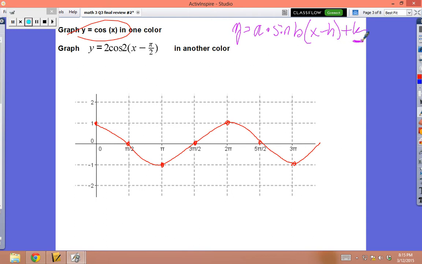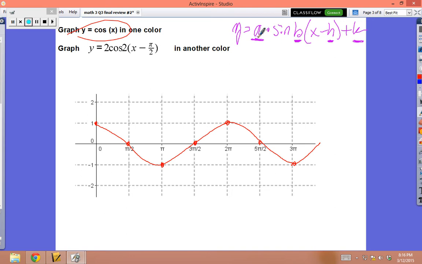K, if you add or subtract at the very end outside of all the parentheses, that's going to translate it vertically, so that's going to move it up and down. If you add or subtract in the parentheses this h, that's going to move it to the left or to the right. Remember, this minus is part of the model, it's not part of the number. And then if you multiply right here, that's going to change your period, and that one's a little tricky to find.